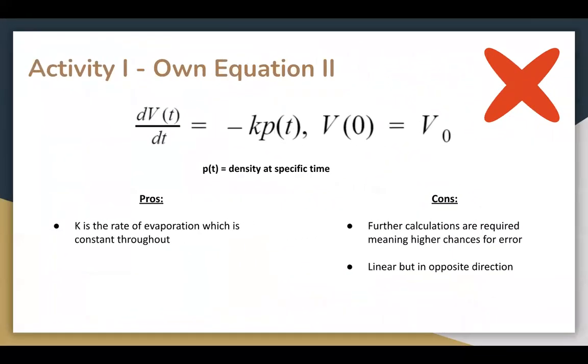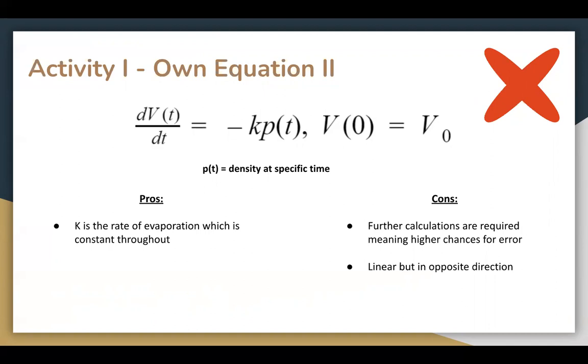Our final equation that we would evaluate is negative K, which is finally our rate of evaporation, and P sub T, which is our density at a specific time. All are evaluated at specific volume at time equals 0, which gives us our initial volume. The pro of this is the idea that the rate of evaporation is constant, which is K. However, this will require further calculations, causing error within the graphs and plots. This will also be linear.